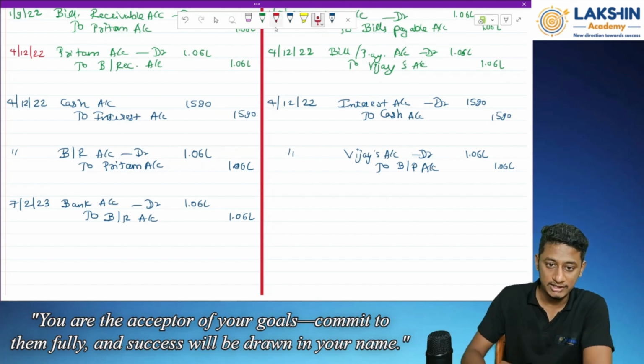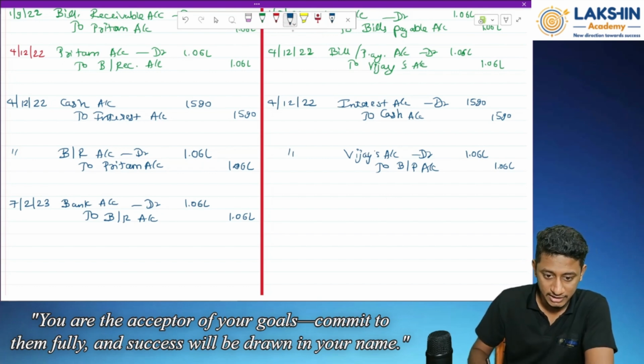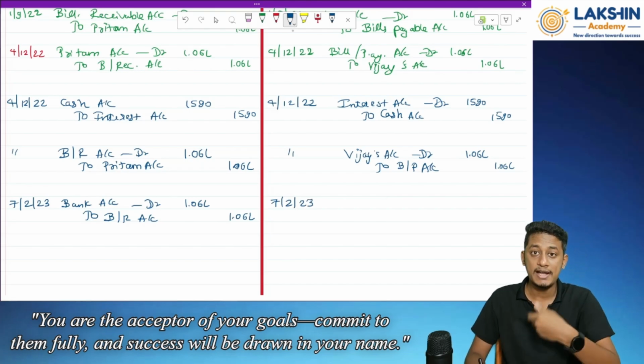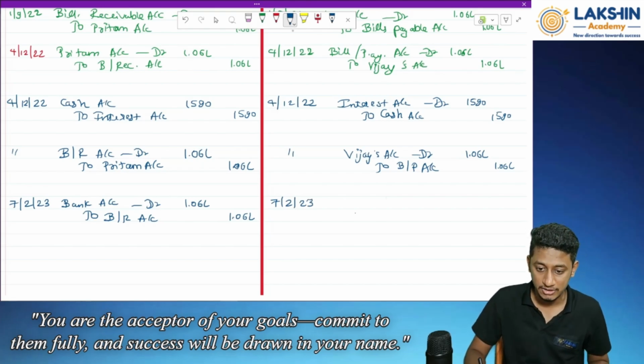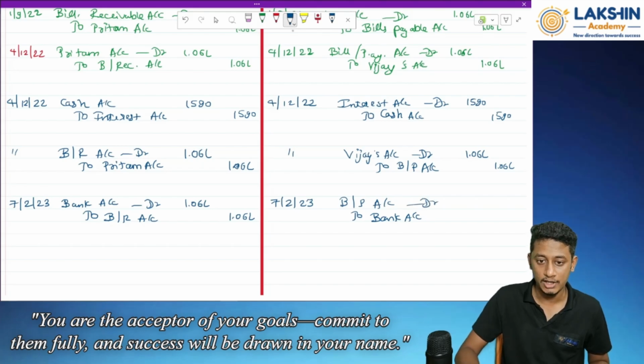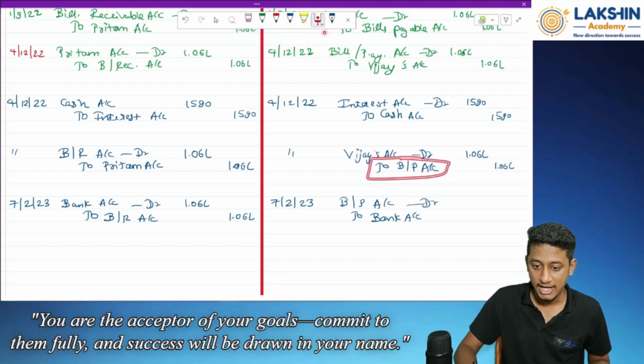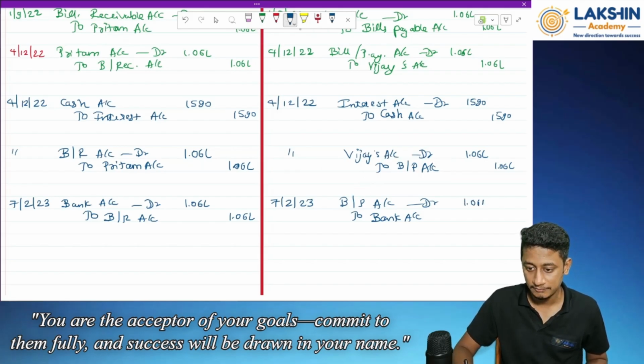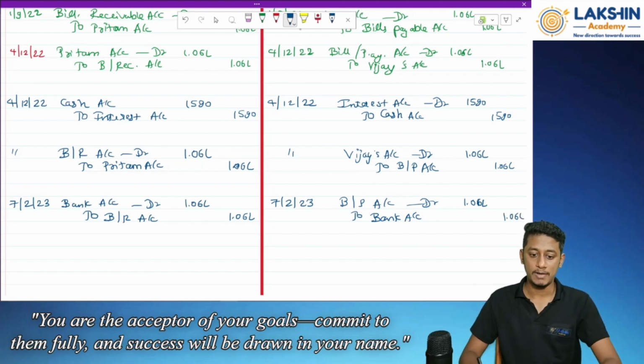Clear? And over here in this case, again on the same date, 7th of Feb 23, what has happened? Preetham has made the payment. So to bank account, and over here bills payable account will be debited to cancel it off. To cancel this bill, I am debiting it over here. So what is the amount? Again 1,06,000. This is how you pass the entries.